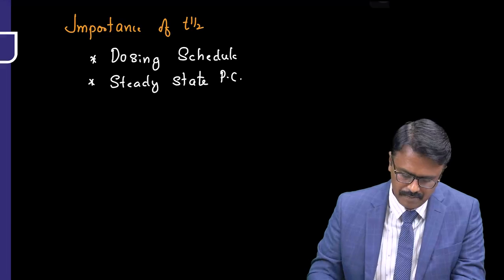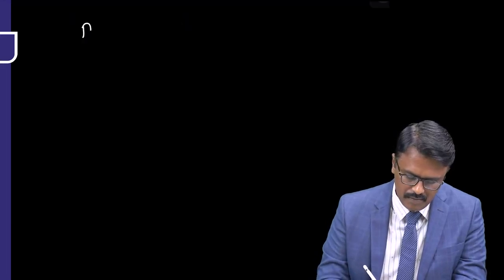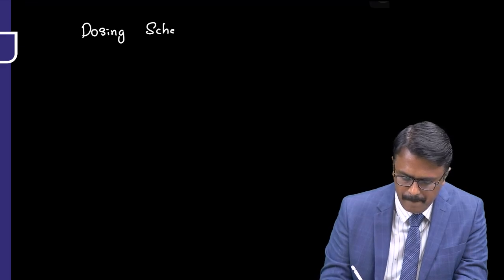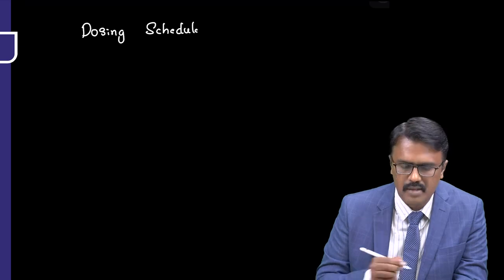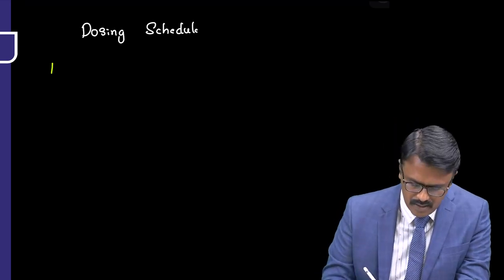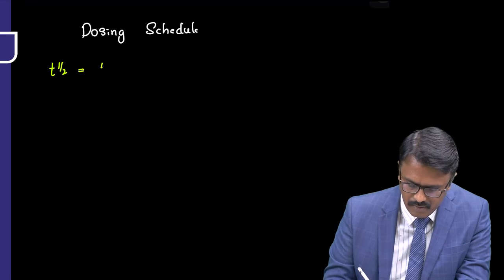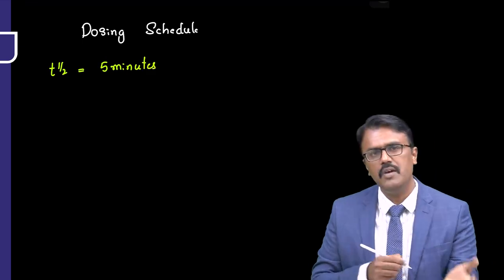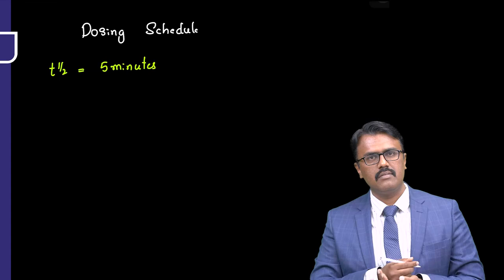So let us understand the importance of dosing schedule. What do you mean by that? Half-life will tell us about dosing schedule. The meaning is simple. Suppose a drug has a half-life of 5 minutes. Now tell me, will you give the drug every 5 minutes to the patient?